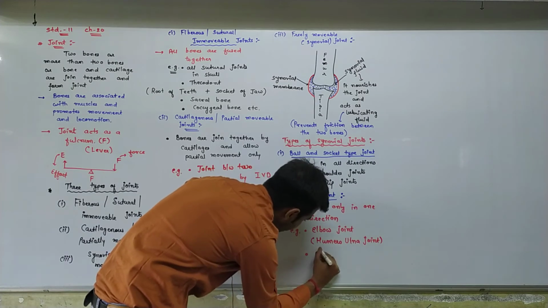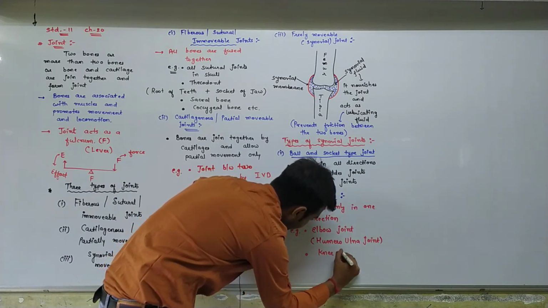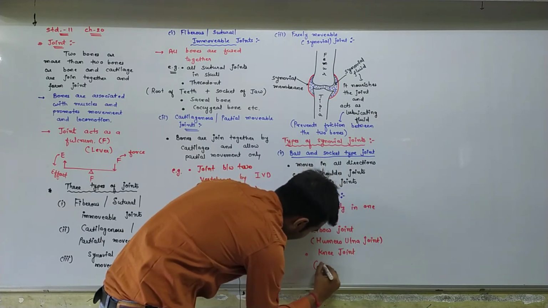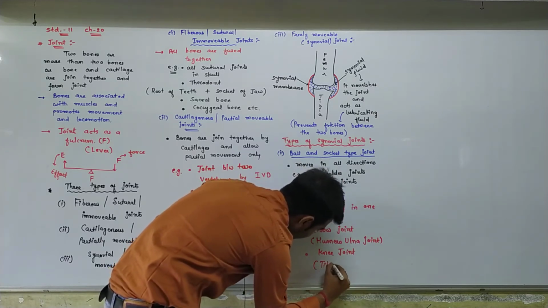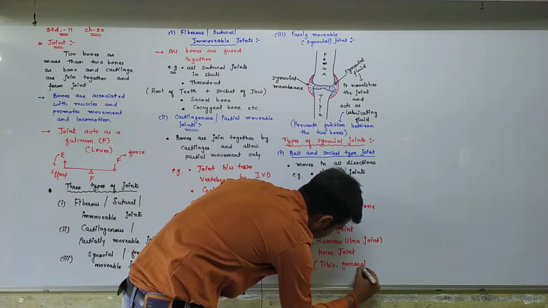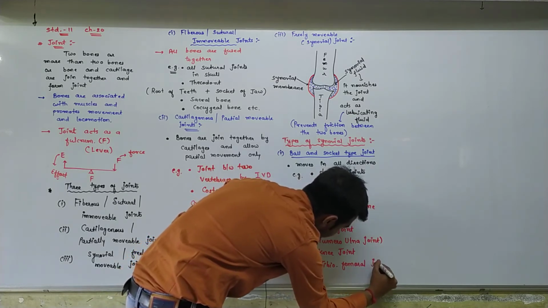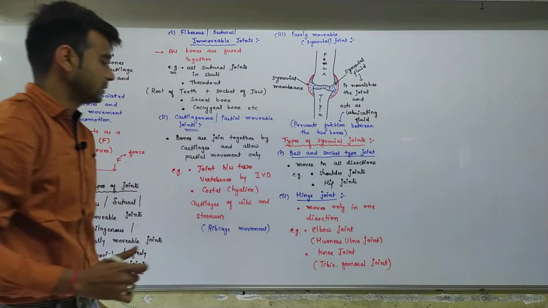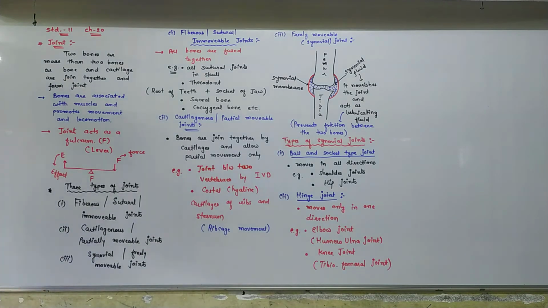Knee joint, tibio-femoral joint. Okay, so elbow joint and knee joint are hinge type of joints, so they move only in one direction.